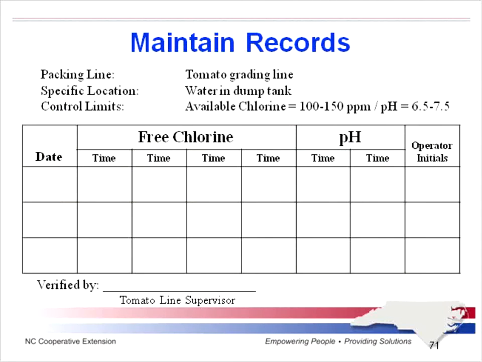Here's just a sample record sheet for a producer to use on their packing line. It gives a place for the date, the time of sampling, the amount of free chlorine at that time, the pH of the water, and a place for the person who took the test to put their initials. It's a simple form. It doesn't have to be a complicated form, but this document shows that this chlorination monitoring happened at specific times and that it was maintained at a specific level.